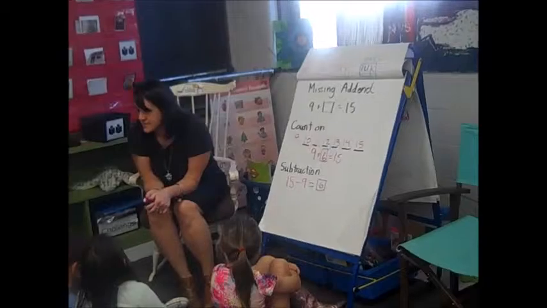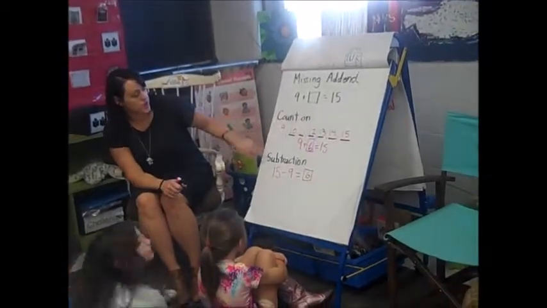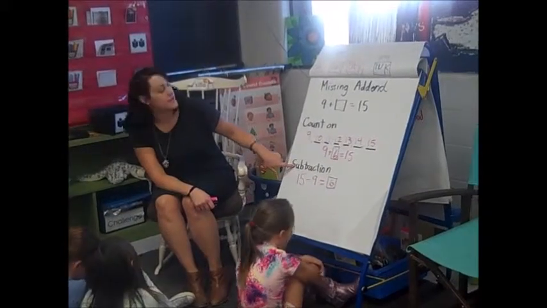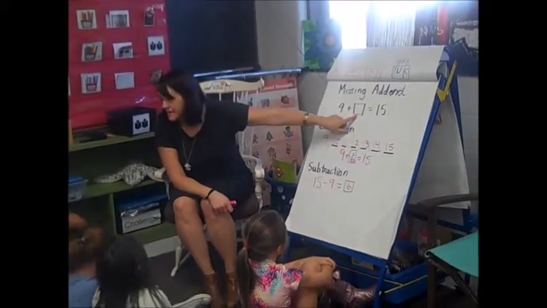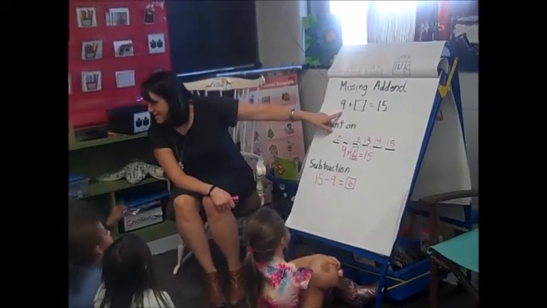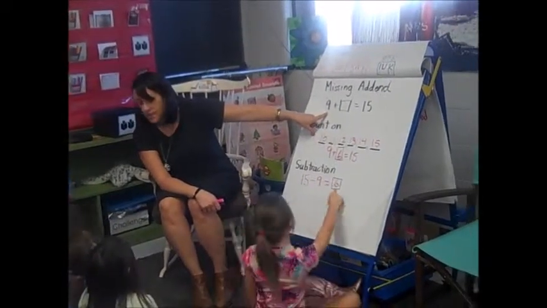Okay, so we're gonna keep working on missing addend problems tomorrow too. But you know 2 strategies: counting on to solve it, and then subtracting to solve it. Sometimes you're gonna notice that the missing addend is the second number, and sometimes you might notice that the missing addend is the first number. So we're gonna take a look at both of those types of problems.